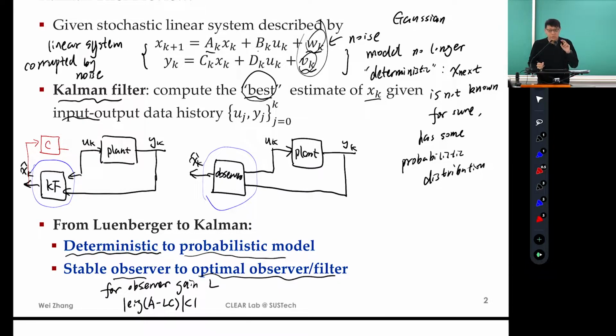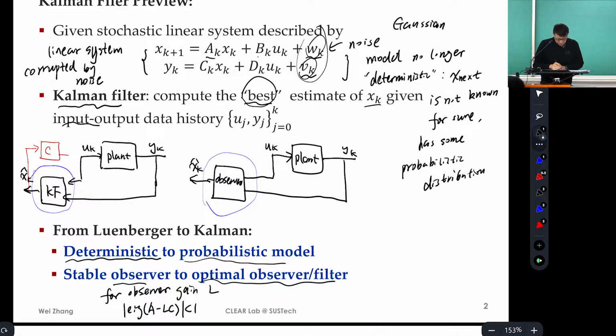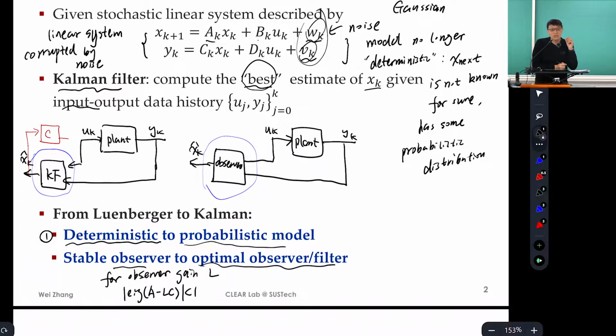The only difference is the following: there are two major differences. One is the deterministic model. Kalman filter does not adopt a simple deterministic model. They adopt a stochastic model. We will explain what this means later on. And also, it's not only give you a stable estimate, it gives you an optimal estimate of the state based on certain criteria. We're going to explain that in more detail.